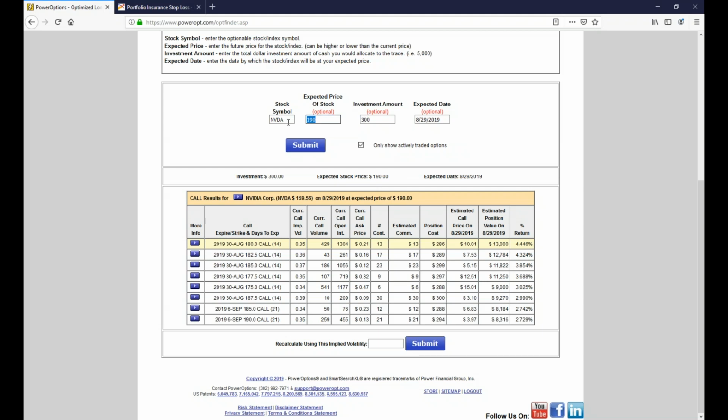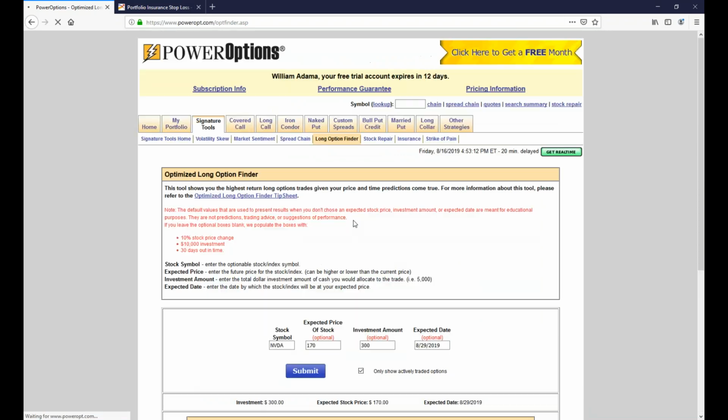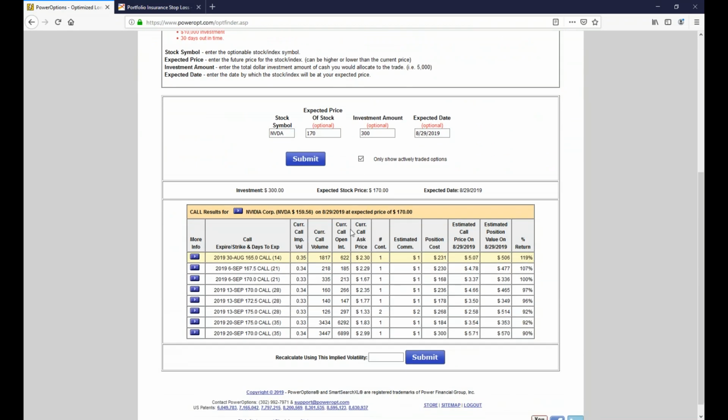Now, again, if I only expected it to go up to 170, what am I going to expect to see? I'm going to expect to see the lower strike calls because the 180s wouldn't be profitable, right? They're losing time decay, and they're not close enough to at the money yet to yield a profit. But now I'm just in the one contract range. But we see here in this case, if I only thought it was going to go up to 170, the 30th of August 165 call gives me the best bang for the buck.